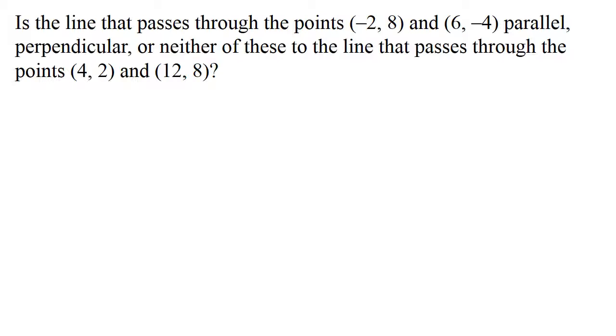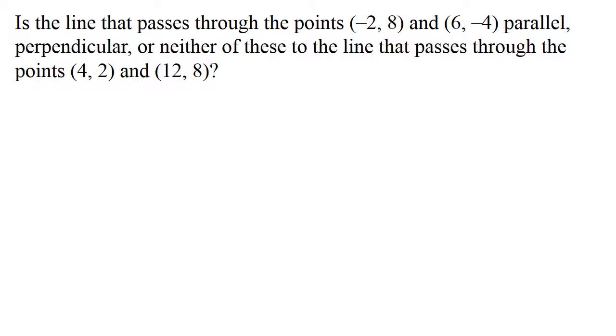Alright, so let's say we had a problem like this. Is a line that passes through the points -2, 8, and 6, -4, which means those are solution points on the line, parallel, perpendicular, or neither of these to the line that passes through the points 4, 2, and 12, 8? And the way we're going to come to this determination is we're going to realize that from what I just talked about, it's all based on the slopes.